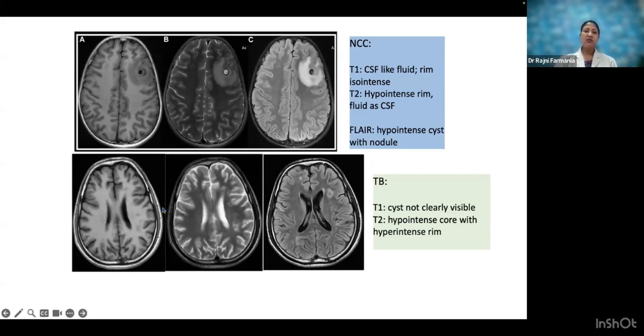In tuberculosis, if you see T1, mostly you will see nothing. So in this same scan, you can see almost nothing here. In T2, you can see some scan wherein the core is hypo. So hypointense core. So we want to understand what the core is. If it is hypointense, it goes in favor of TB. So learn this word: hypointense core with hyperintense rim, in T2 images, is a marker of tuberculosis.